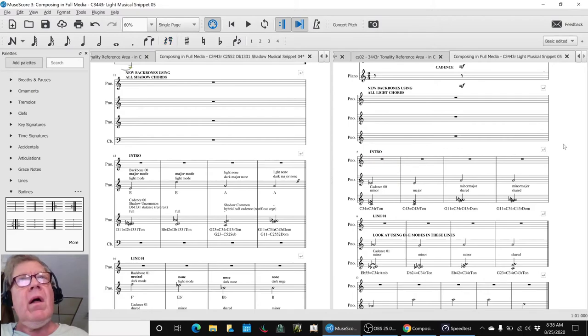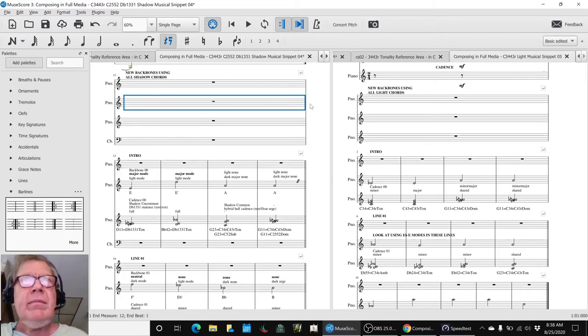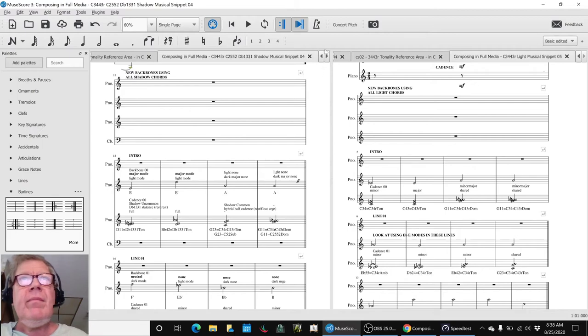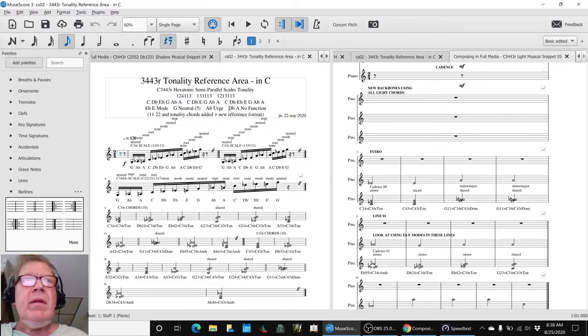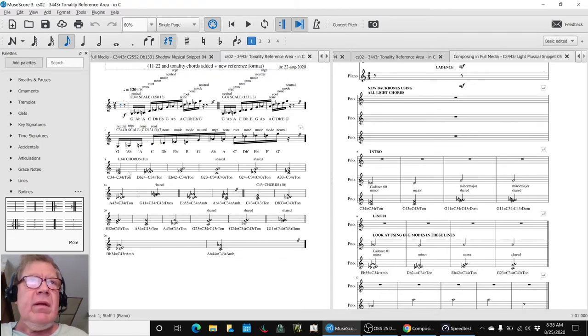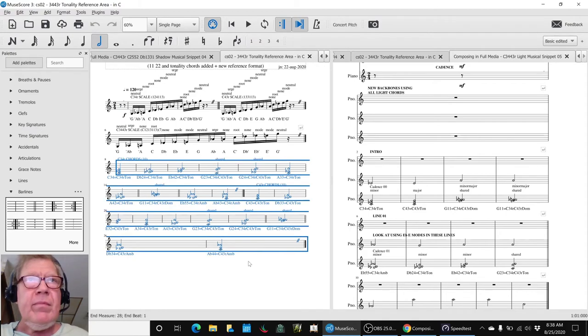These use all the chords of this tonality reference area, 20 chords. All those chords you're going to hear on the right hand side.